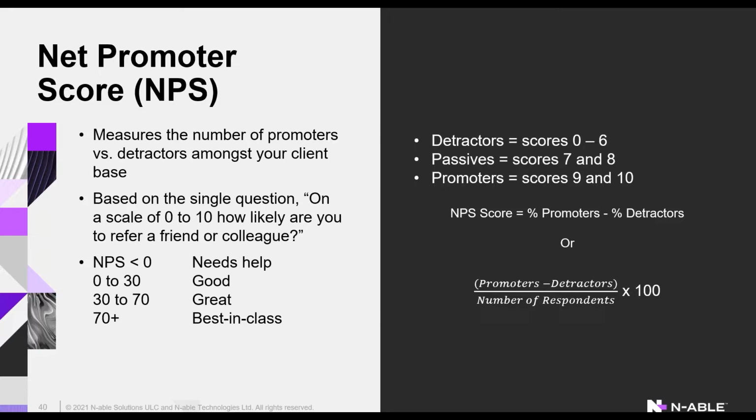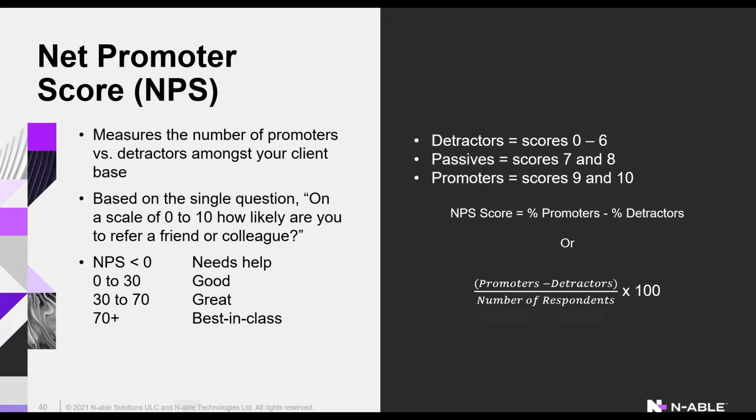So having this net promoter score be high is good, and we need to track it. Now, our metrics for this, we're going to look at promoter percentage minus detractor percentage, or if you want a little bit more complicated way to do this, promoters minus detractors over number of respondents times 100.